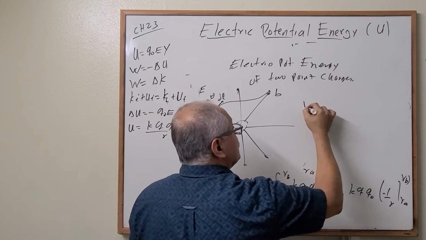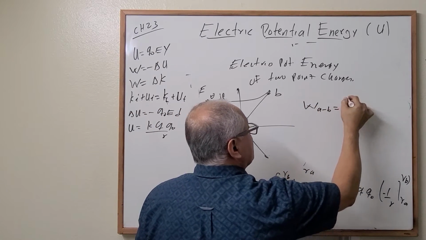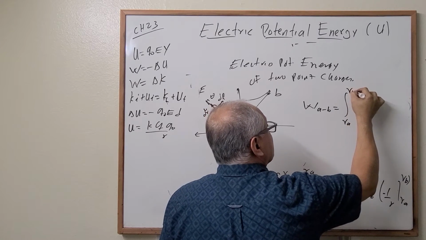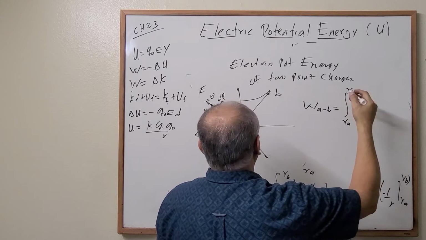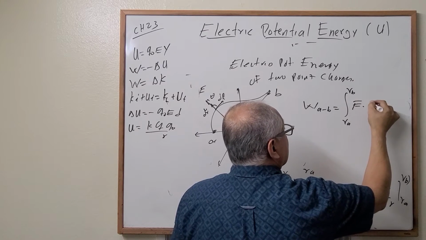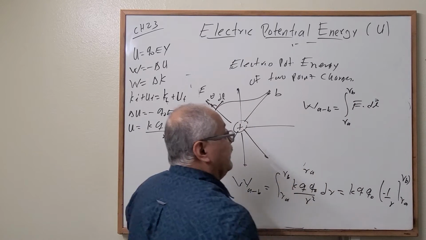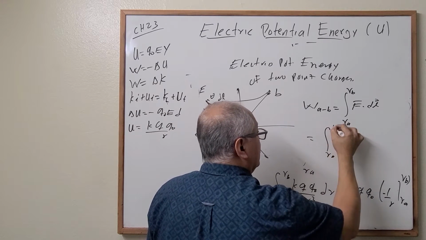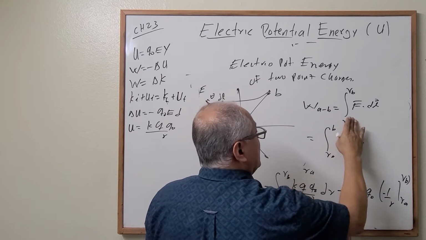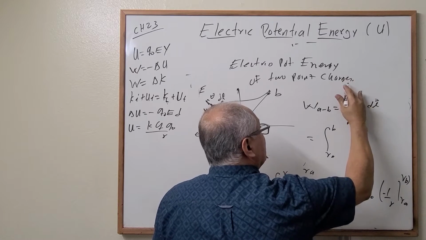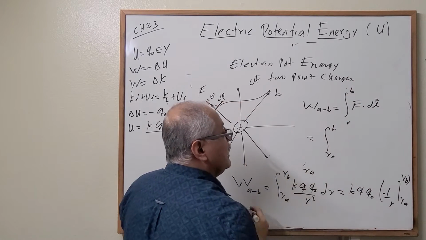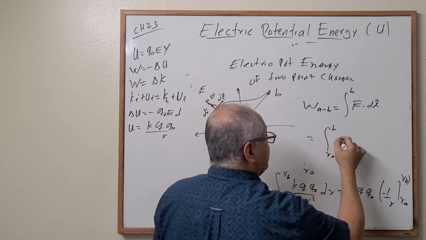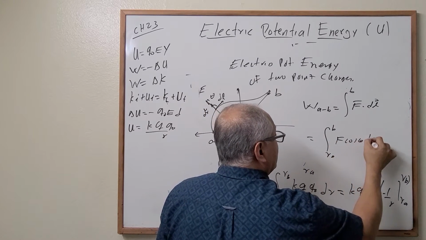Okay, let's do it. So the work done from A to B is equal to the integral from this position to this position, A and B, of this product, and this is equal to, one more time, the integral from A to B of what? Of this product, which is F cosine theta dl.